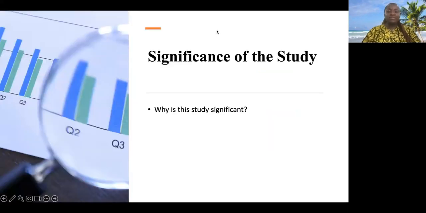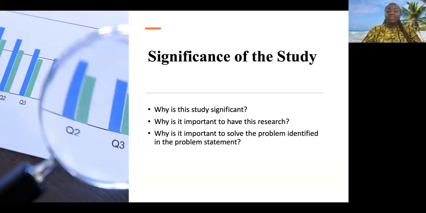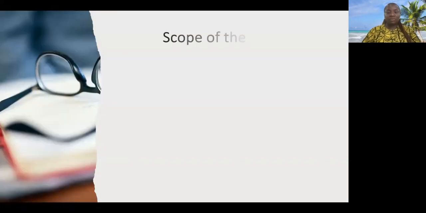Now, why is this topic significant? Why is it important to have this research? You need to tell us why it is important to solve the problem identified in the problem statement. You need to clearly state that in your significance of the study.